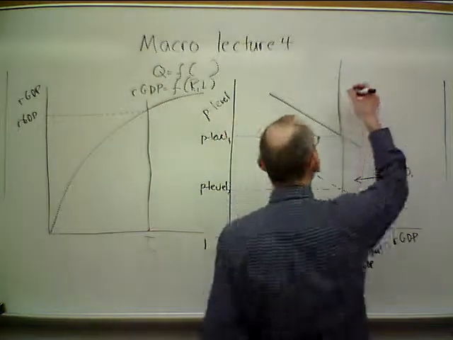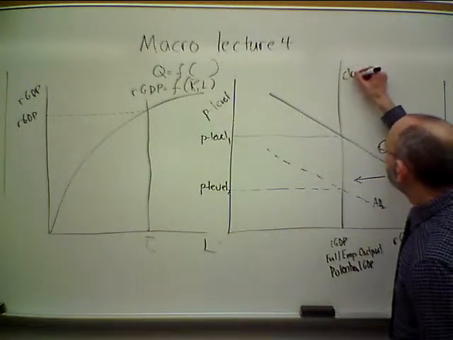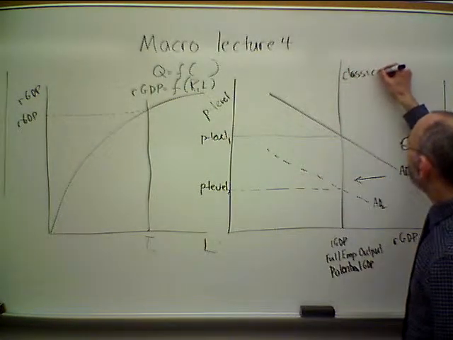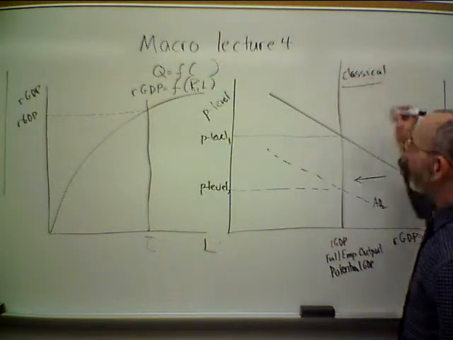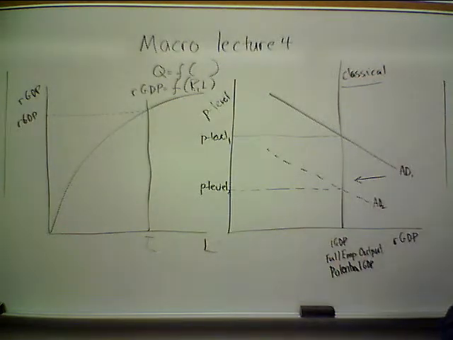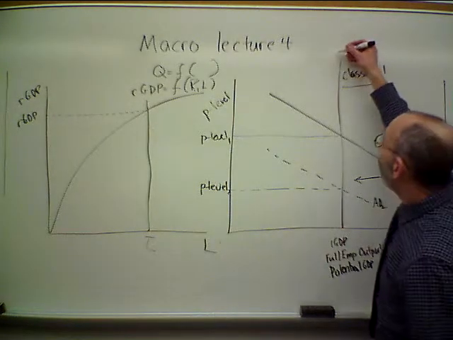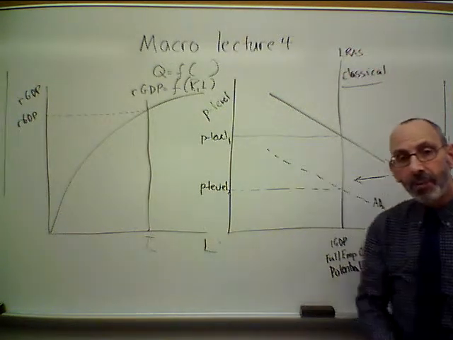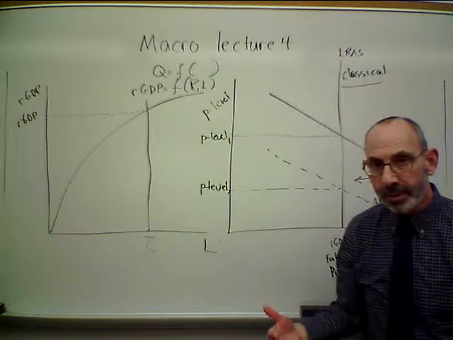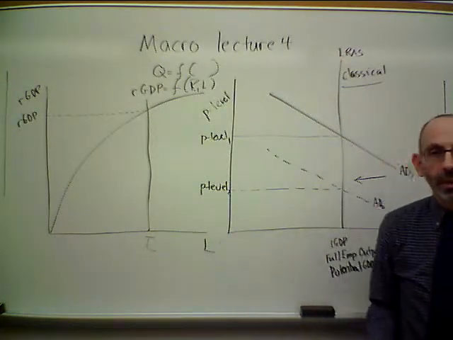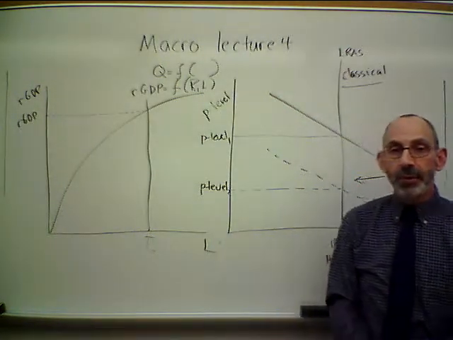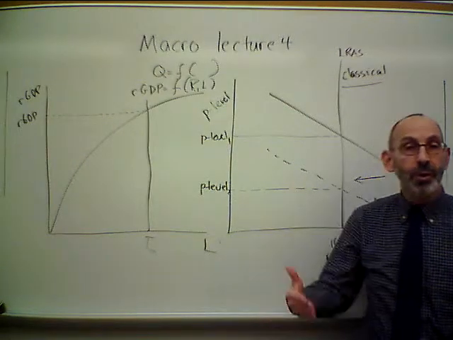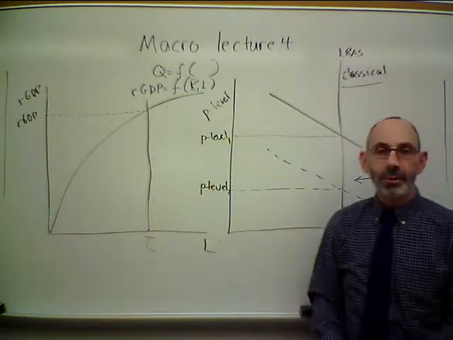This we refer to today as the classical model. Classical model because classically, at some point in time, this was accepted by everyone. We still use it today, and we call it now the long run aggregate supply curve. The long run aggregate supply curve because in the long run, wages and prices will adjust. How long does it take for them to adjust? What is the long run? Well, the long run is the amount of time it takes for them to adjust.